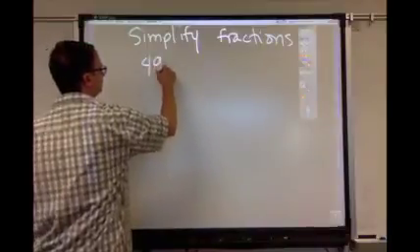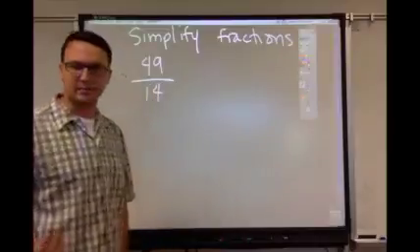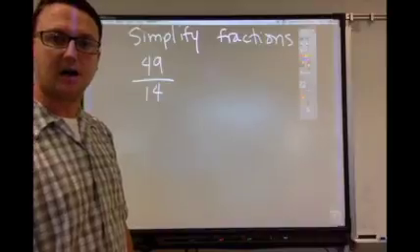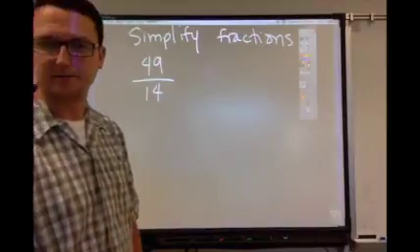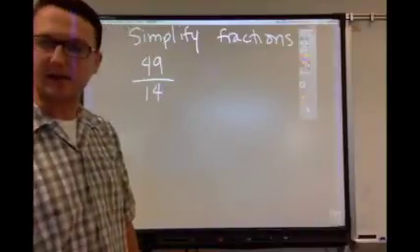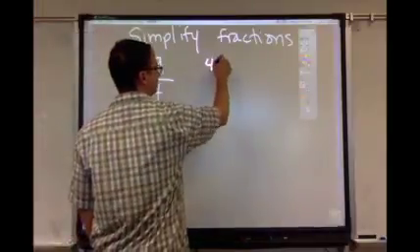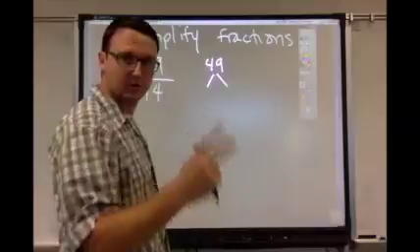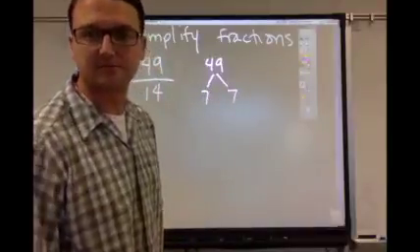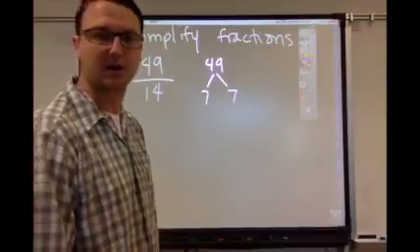Here's an improper fraction, first of all, and we have a fraction that is not simplified. So we need to figure out how to simplify this. So we're going to look at the numbers that multiply to make 49 and the numbers that multiply to make 14. If we look at 49, we get two numbers that multiply to make 49. We get 7 and 7. Now, nothing else makes 7 besides 7 and 1. So that's as far as we can go. That's factored as far as we can go.